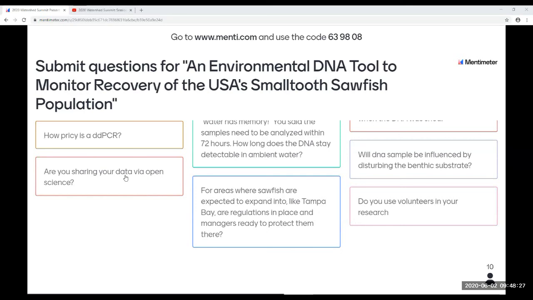And then, are you sharing your data via open science? I'm not too sure what that means. Like I said, we are publishing a paper for this eDNA project. And if you want some more information, please come see one of the scientists, and email us, and we'd be happy to talk to you.